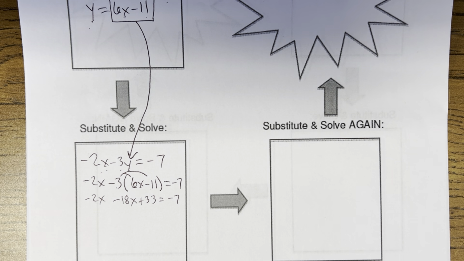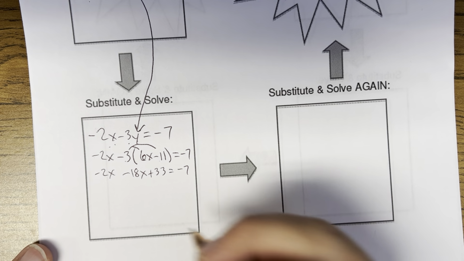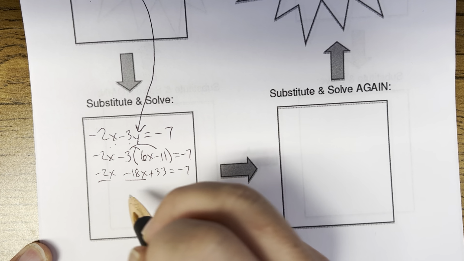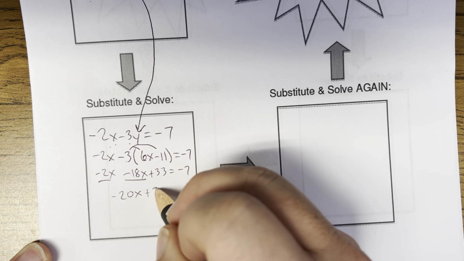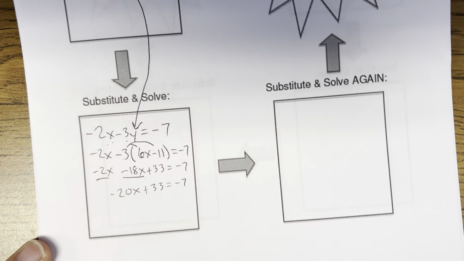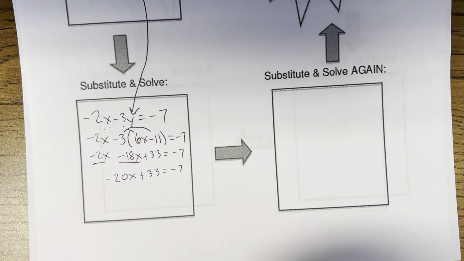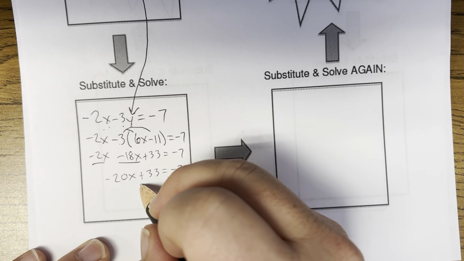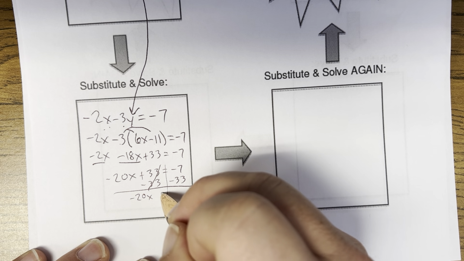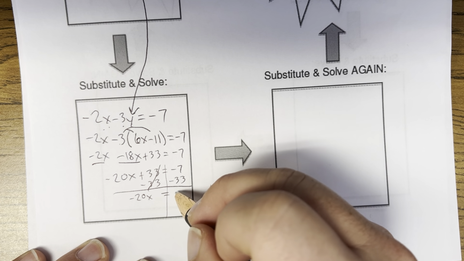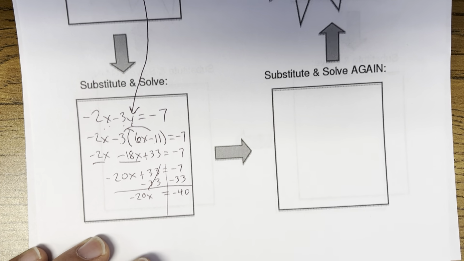Then from there, we'll combine like terms and solve for x. My negative 2x and negative 18x make a total of negative 20x plus 33 equals -7. Then we want to get the x all by itself, so we're going to subtract the numbers to the other side. Anything you do to one side, you have to do to the other side. It drops down: negative 20x is equal to -7 minus 33, which is -40.